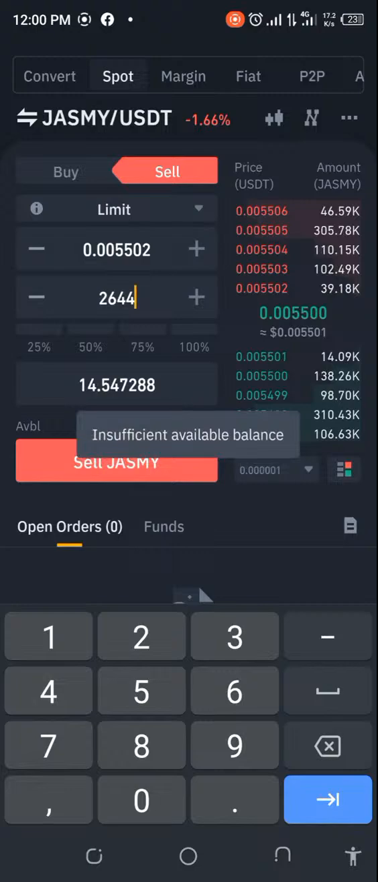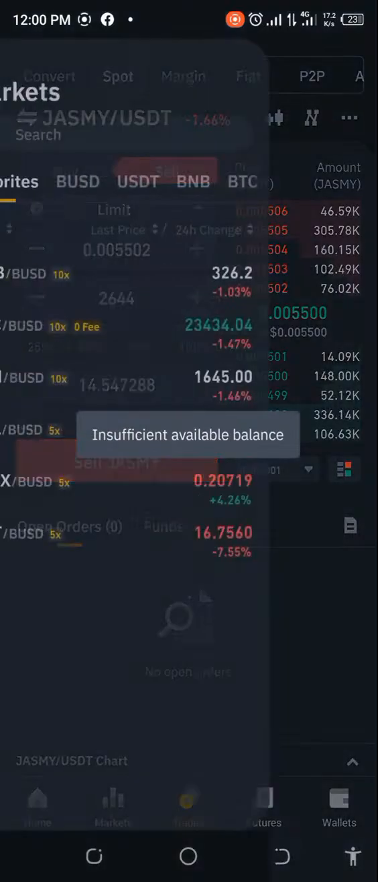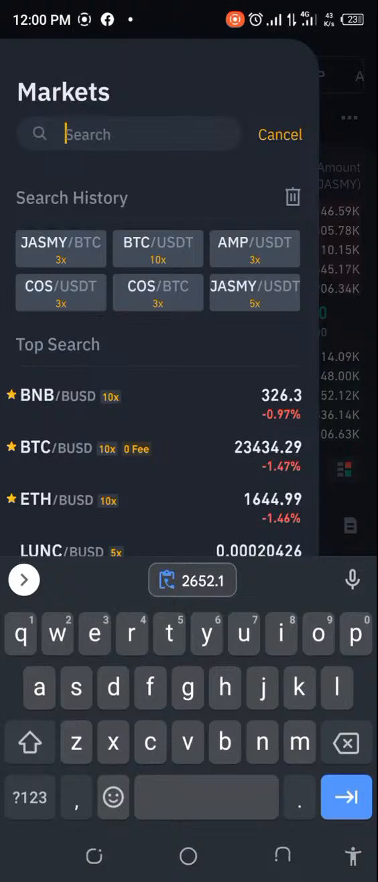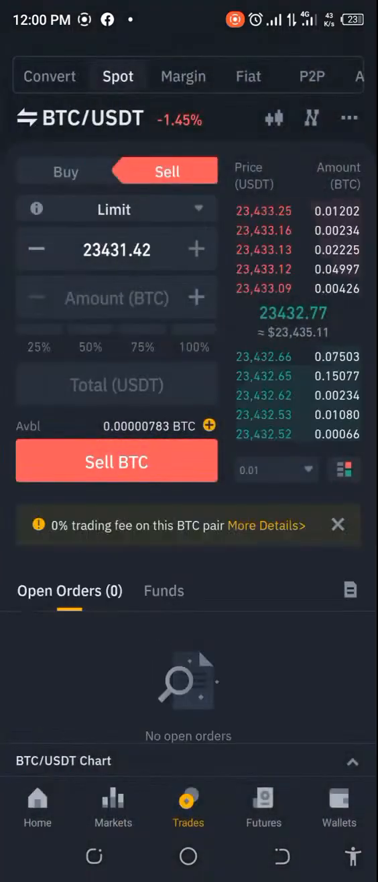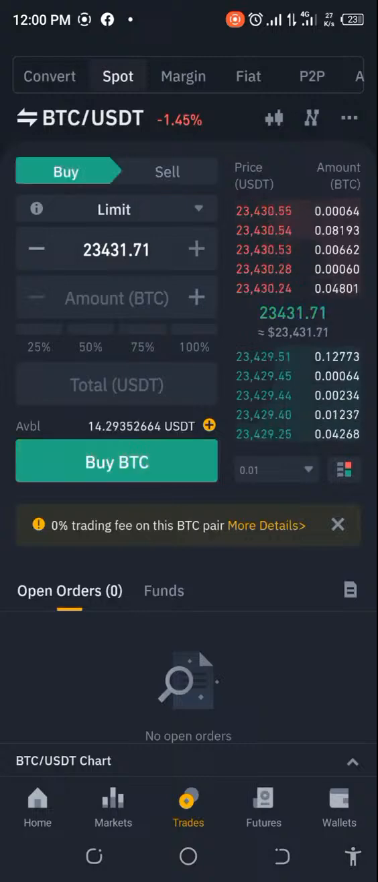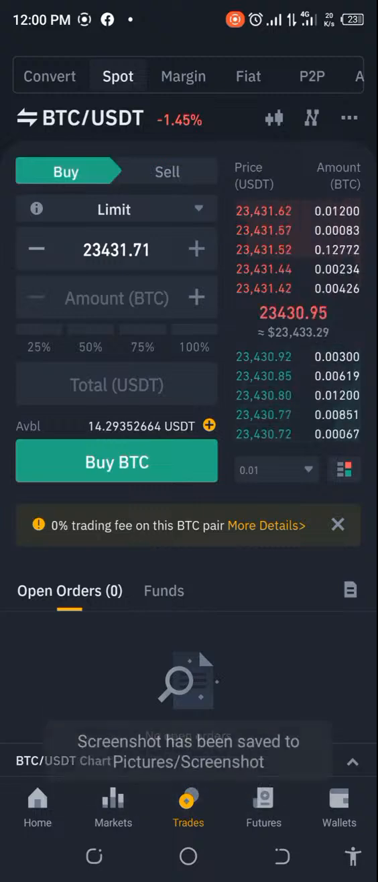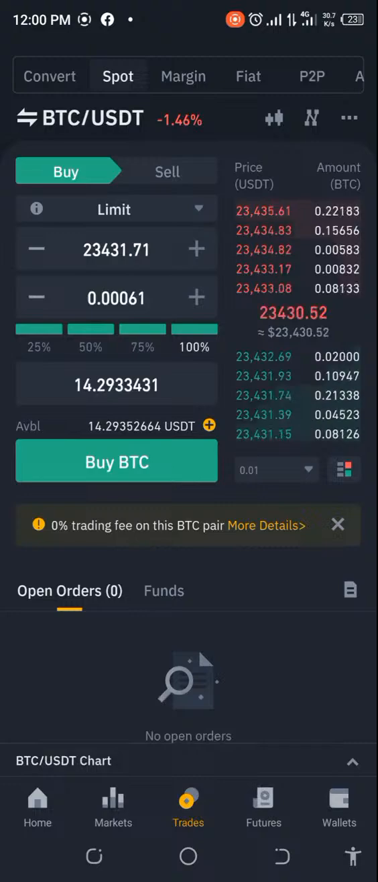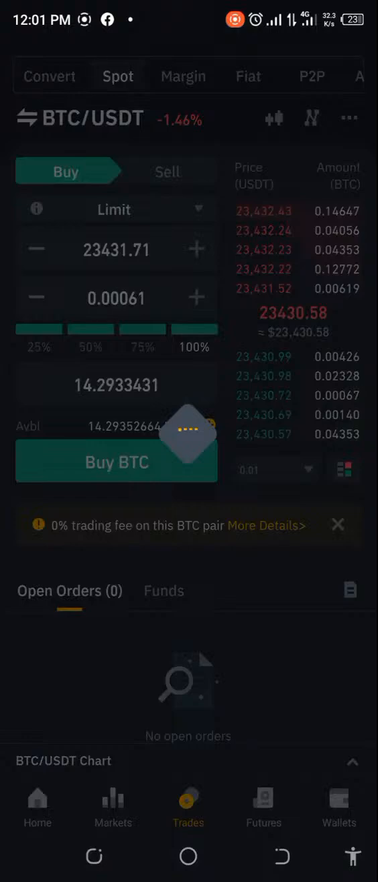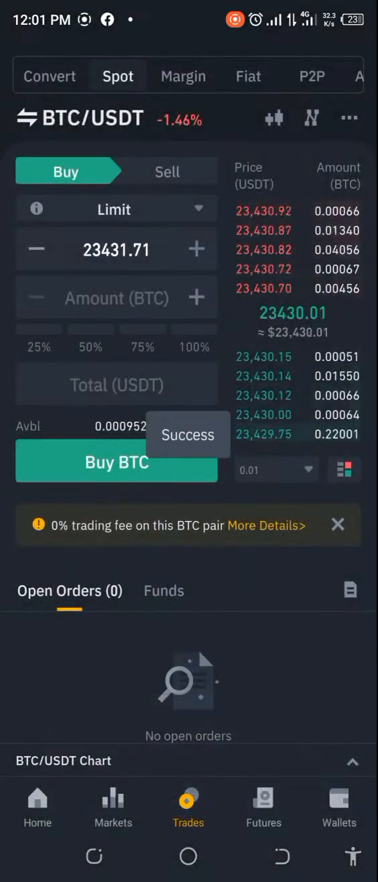First things first, everything we're doing is by limit. Don't forget that. We're going to be doing all of these by limit. So currently I'm going to buy BTC by limit, and most times this executes practically immediately. Let me try that out. We're going to check and we're going to buy BTC. Success, it has been executed right away.